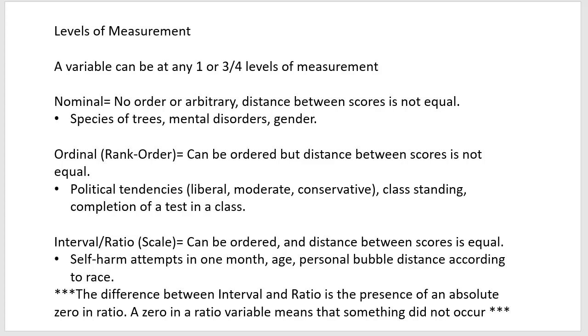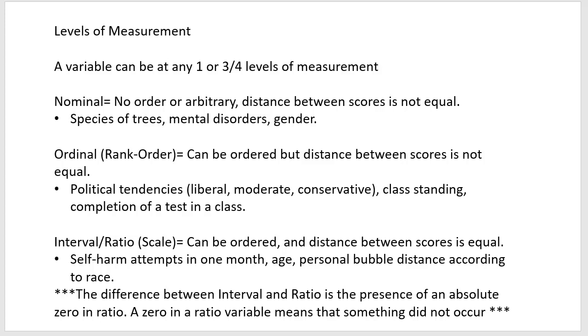The third level of measurement is scale. These are where we like to see variables for quantitative use much of the time. We use nominal variables to group things, but interval and ratio, known as scale, are what we try to measure things by statistically. So the number of self-harm attempts in 1 month, or the age, or the personal bubble distance according to race, those are scale variables because they can be ordered, and the distance between the scores is equal.